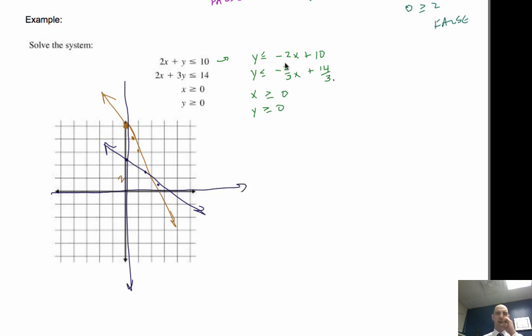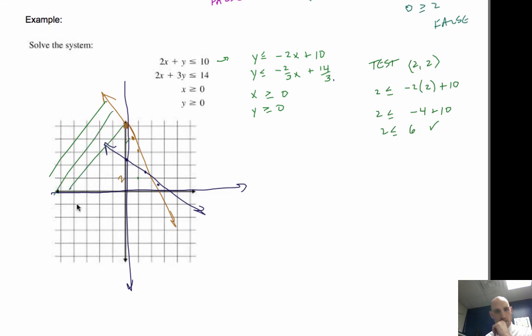So check it out. I've got this region, and I want to shade this. If it's less than negative 2x plus 10, I can test a point that's inside. So I'm going to test 2, 2. For this one, y is 2, so is 2 less than or equal to negative 2 times 2 plus 10? So is 2 less than or equal to negative 4 plus 10? So 2 is less than 6? Yes. So for my first one, I'm going to shade this side.